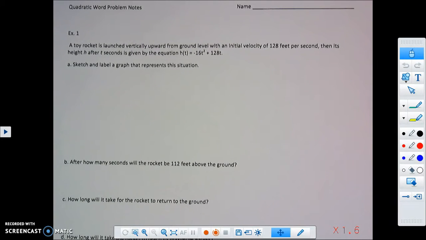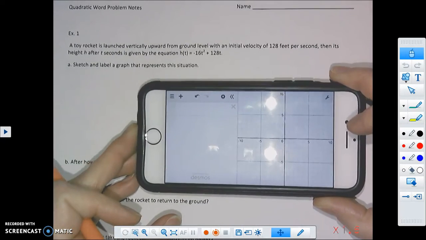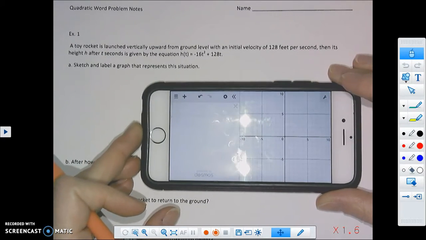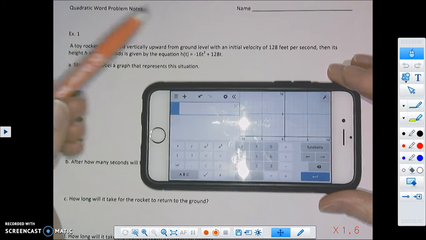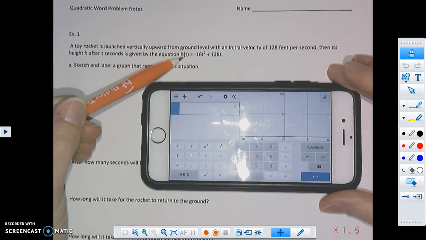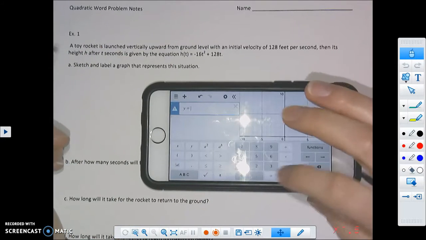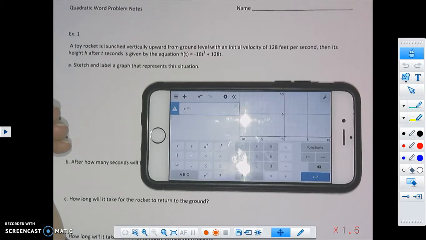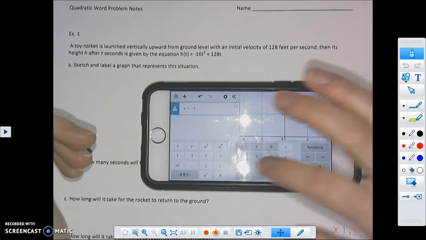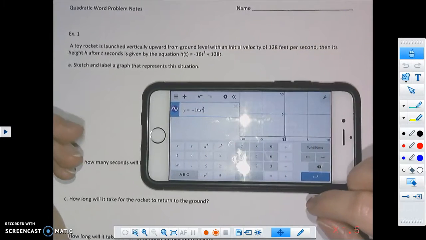And so on this first one, we're just trying to learn how to use Desmos to help us the most. So we're going to go ahead and type this equation into Desmos. The one thing we have to keep in mind, though, we can only use x's and y's. So anytime we see h of t, that's the same thing as y equals. And then t itself is our input variable. And so that means that we are going to use x for that.